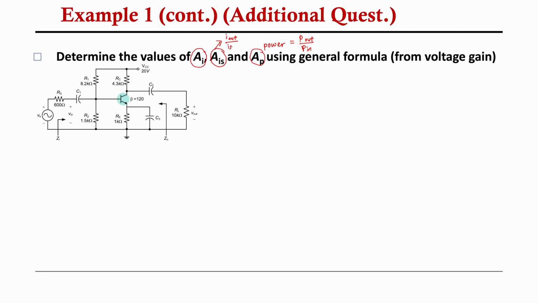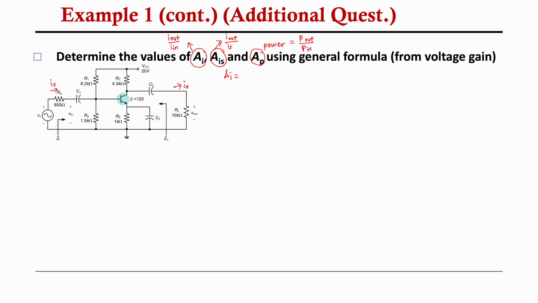Where is the current source? Here is your current source. This is the IS. Where is the I out? Here is your I out. And AI here means I at the output over I at the input. Alright, so now let's look at how to do the current gain, AI.